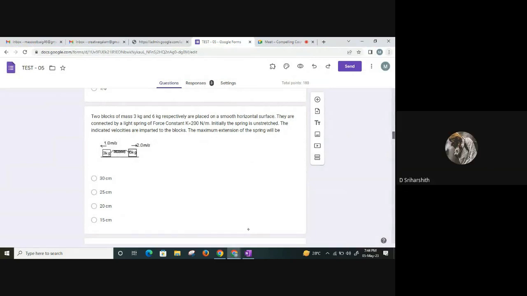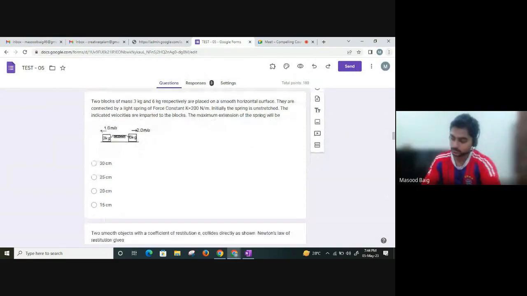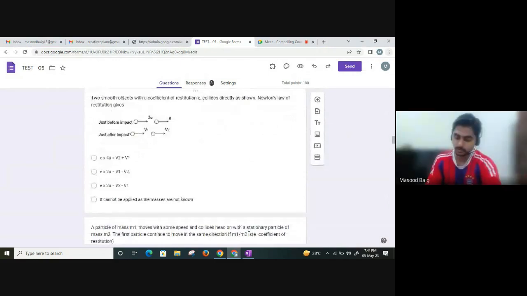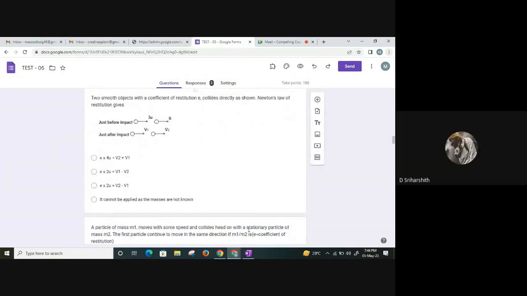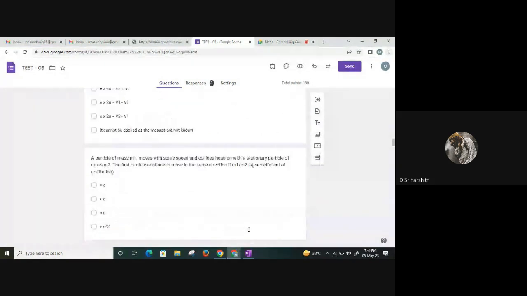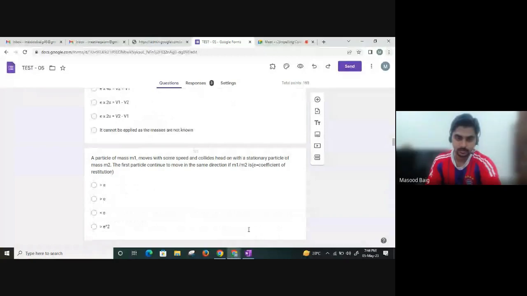A block moves with some velocity and strikes another block. Yes, sir. In this one. Next question, sir. This one. Two smooth objects. This one. No, sir. Two blocks. Next one. One block with. This part. Yes. This one. No.